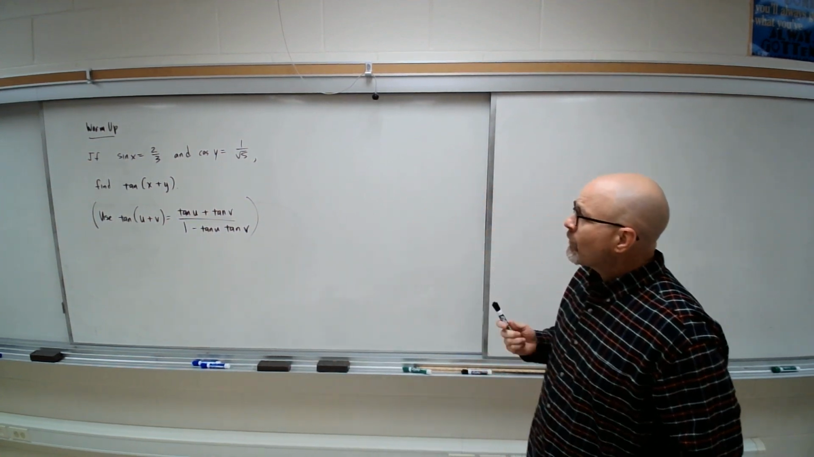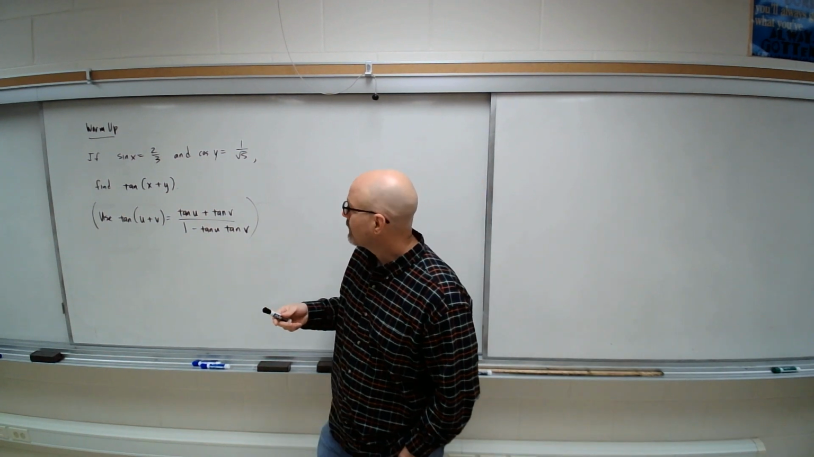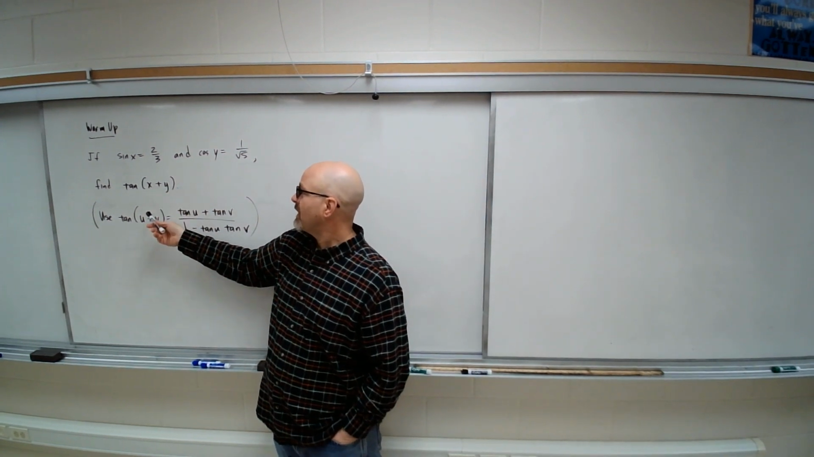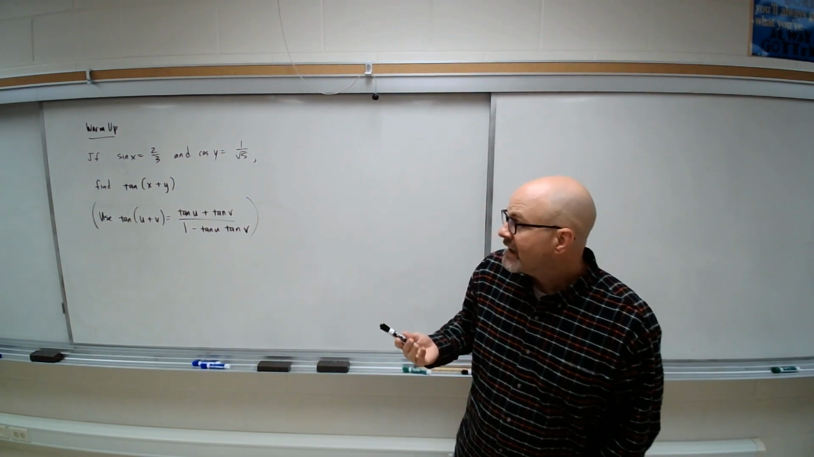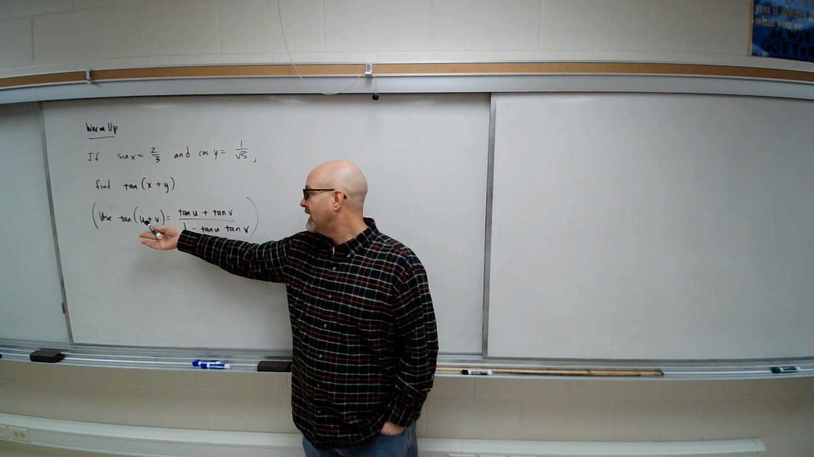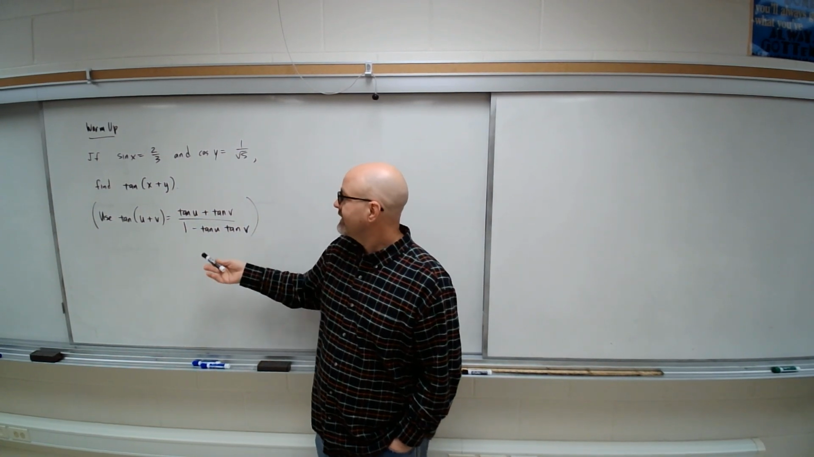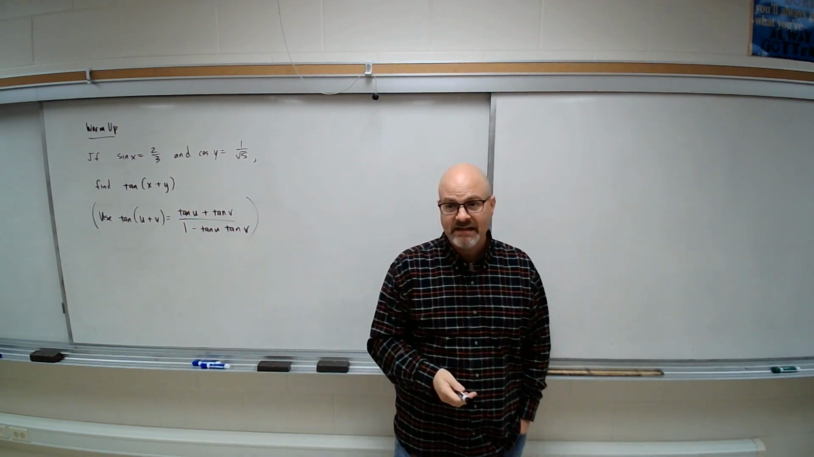All right, so here we have our warm-up. This will help us kind of continue what we did yesterday. We're going to try to find the tangent of x plus y given these two facts about x and y. So to do this, we're going to use this formula here, which is our tangent addition formula. We have tangent of u plus v equals tangent u plus tangent v over 1 minus tangent u times tangent v.